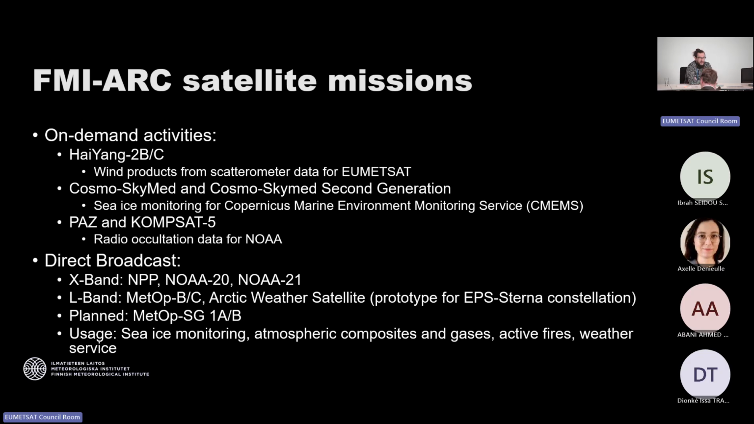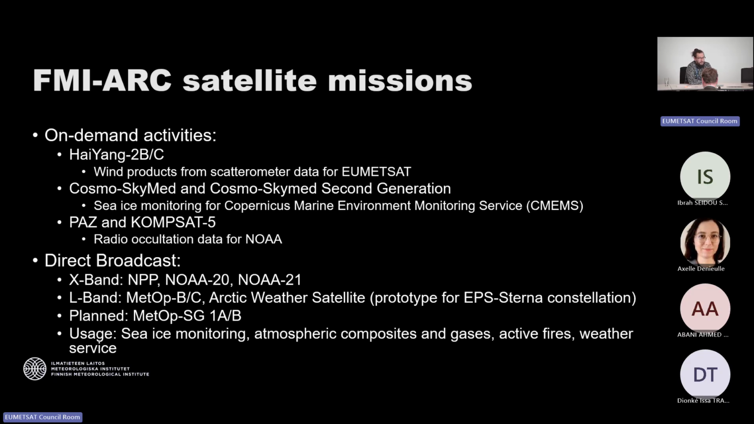For X-band, we are at the moment receiving NPP, NOAA-20 and NOAA-21. And then L-band, Metop-B and C, and also the Arctic Weather Satellite, which is the prototype for the EPS-Sterna constellation. I'm not talking about the Arctic Weather Satellite more in this presentation, because just after me, Alessio will provide a full presentation of it.